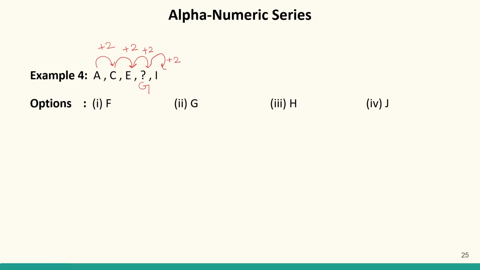So as I said, you can either remember the rank. The rank is 1, 3, 5. The G is ranked at 7. I is ranked at 9. Either you can do this, or what you can do is you can count on your fingers.